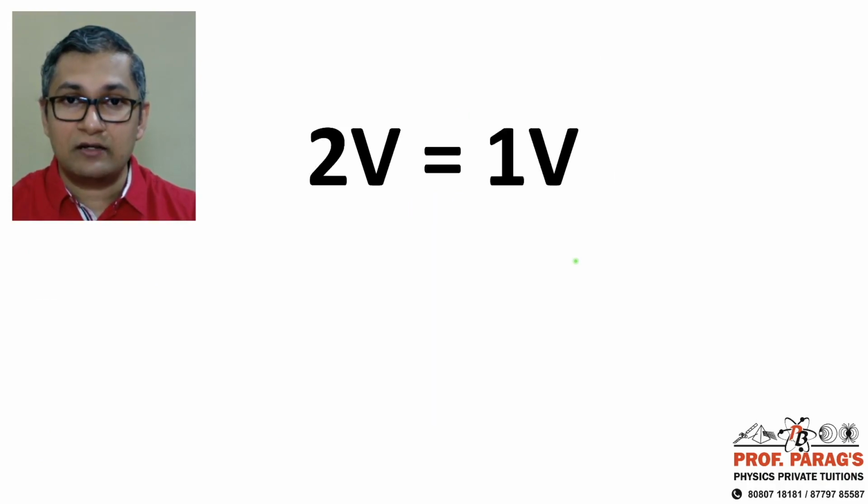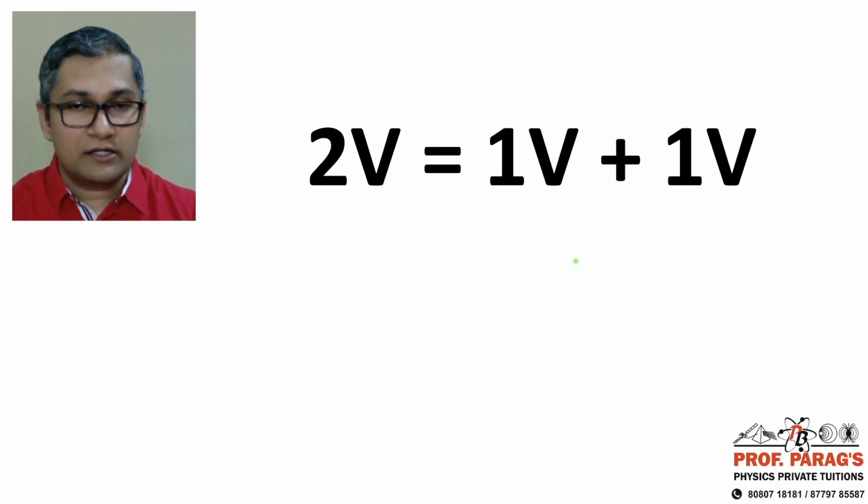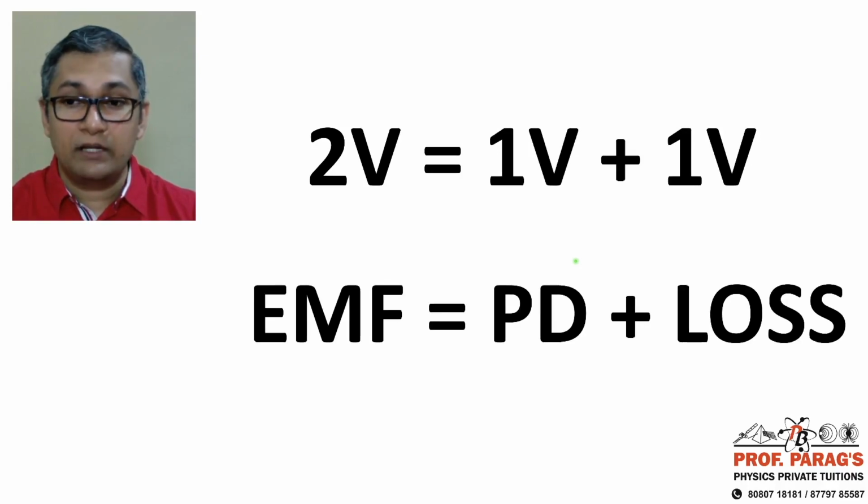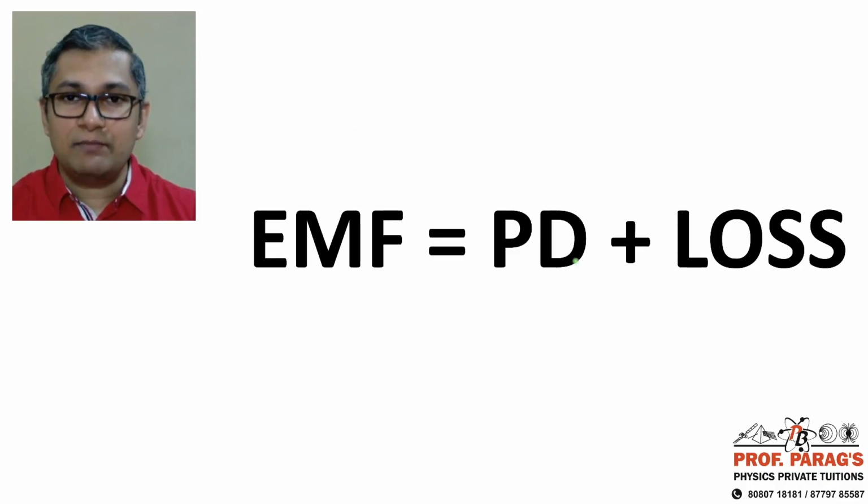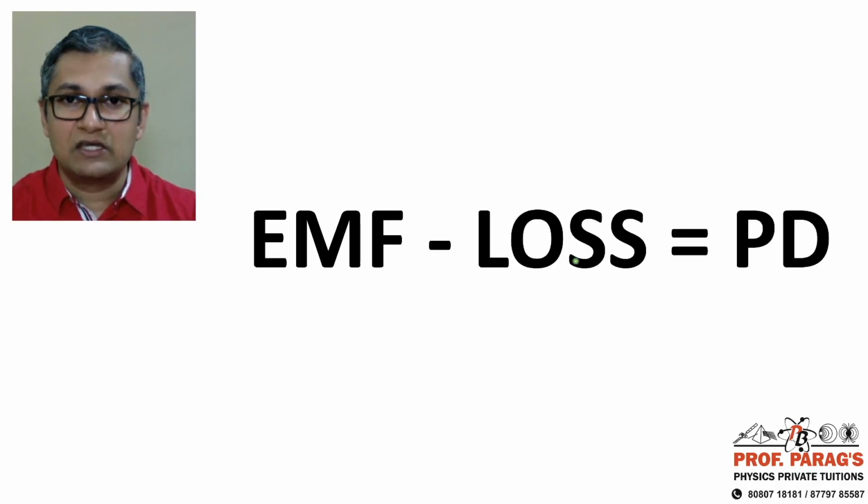So can I say that 2 is basically 1 plus 1, or in other words, EMF is PD plus loss? The voltage that was given was 2, and what was consumed across each resistance was 1 volt each. So EMF is PD plus loss. This is our formula which we are going to use to solve several MCQs. When we start solving in the next lecture, you will notice we are going to use this formula. Or instead of EMF equal to PD plus loss, I can bring the loss to the LHS and say EMF minus loss is equal to PD.